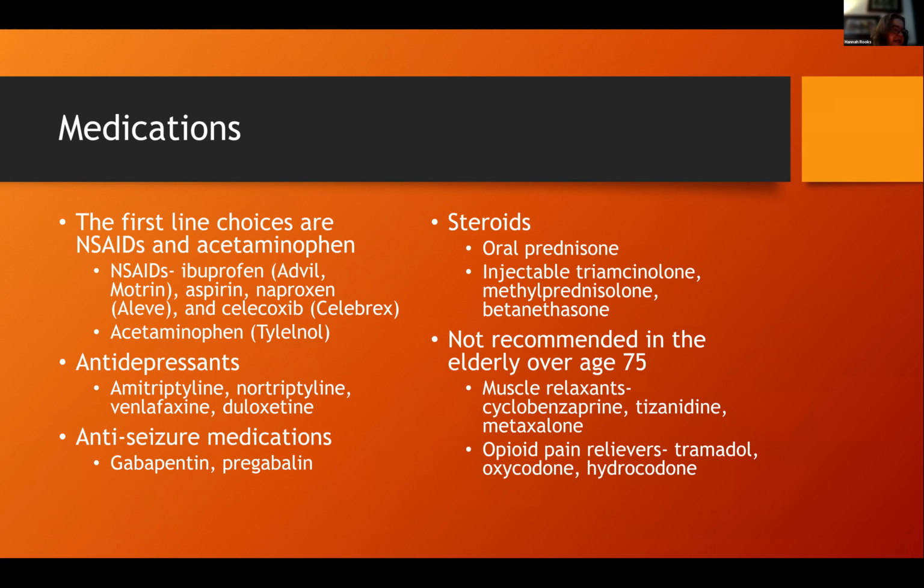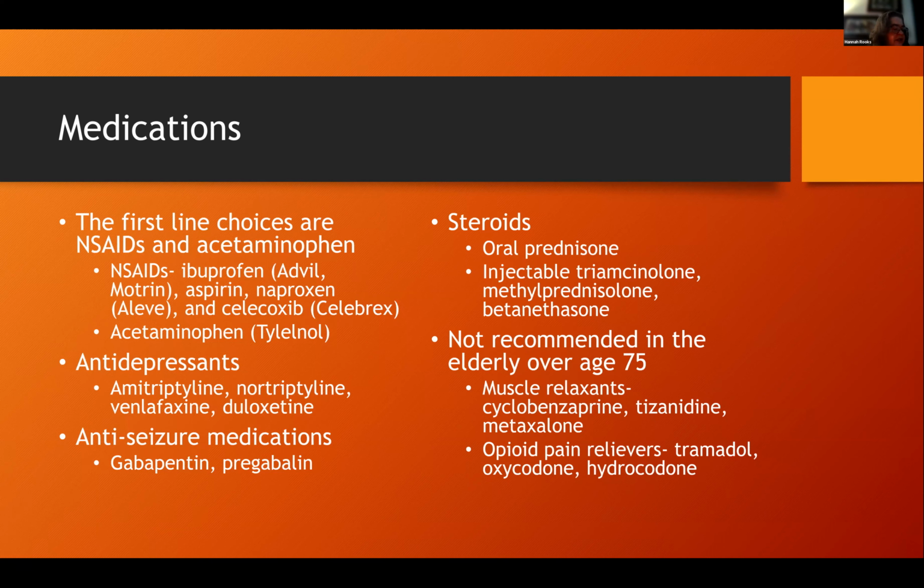As far as the NSAIDs, they are used for both pain relief and decreasing inflammation. However, there are a couple of things to make note of. They're not recommended for people who are on direct oral anticoagulants, that would be Eliquis, Xarelto, Pradaxa, Lixiana, and Bevyxxa, because unfortunately the combination does increase bleed risk. Also not recommended for people with heart disease or a history of heart attack or stroke, because it comes with an increased risk of heart attack or stroke.